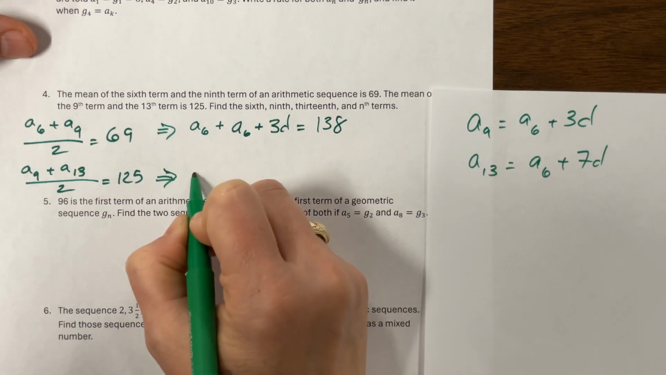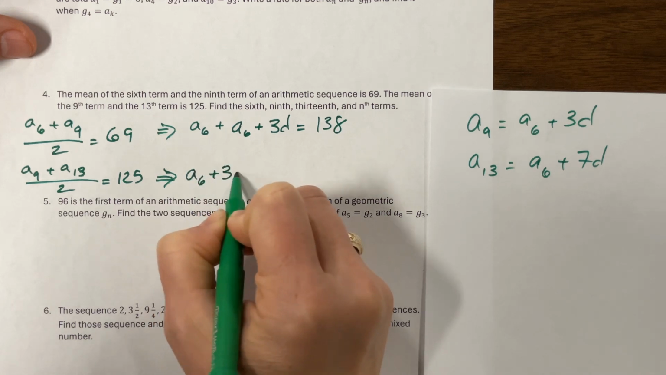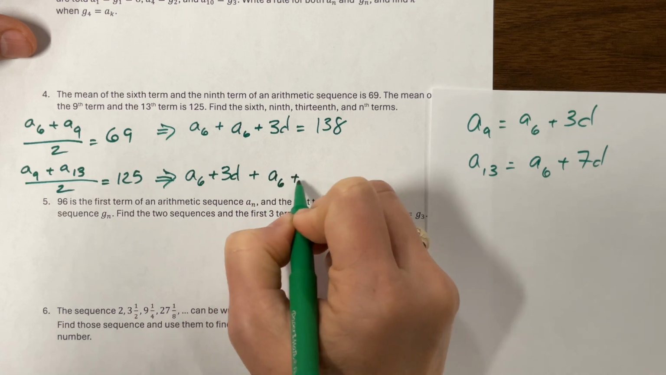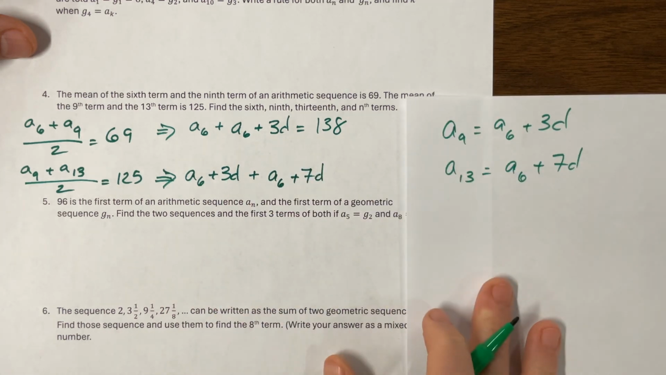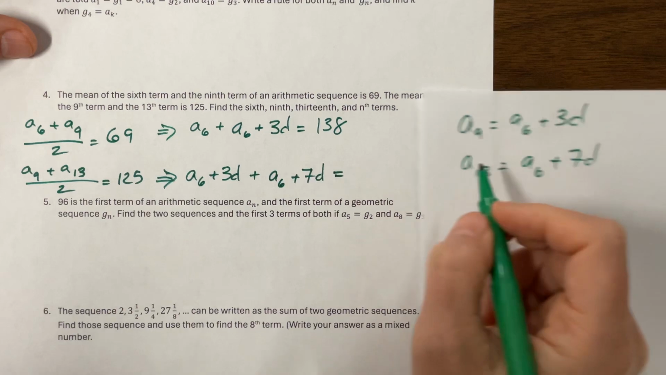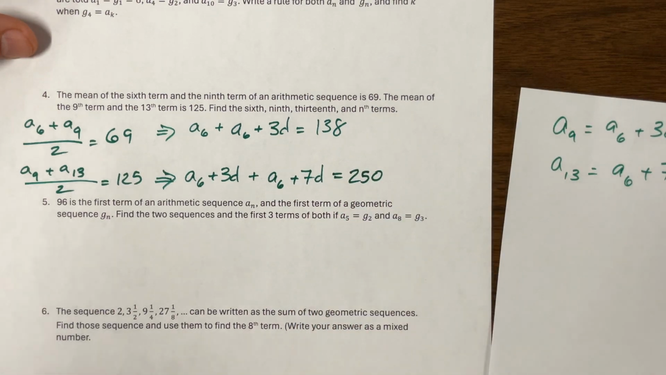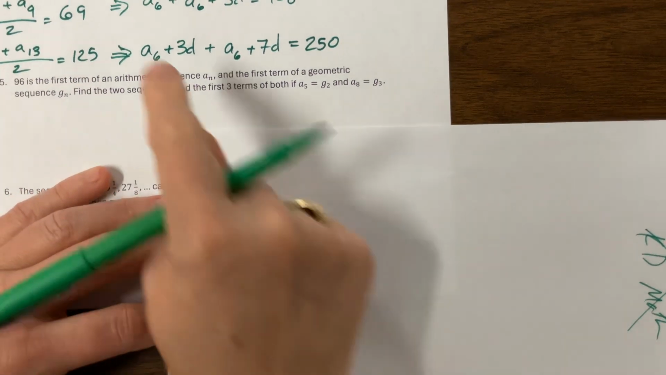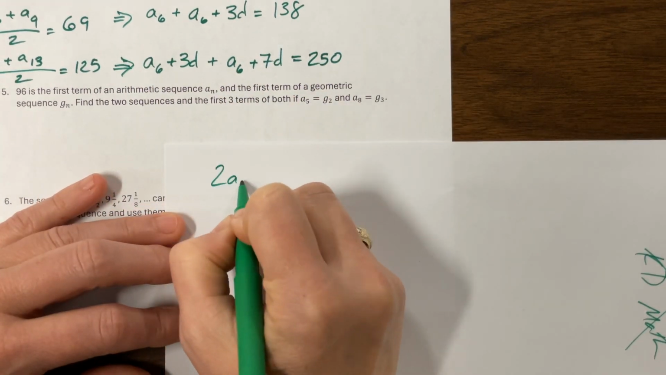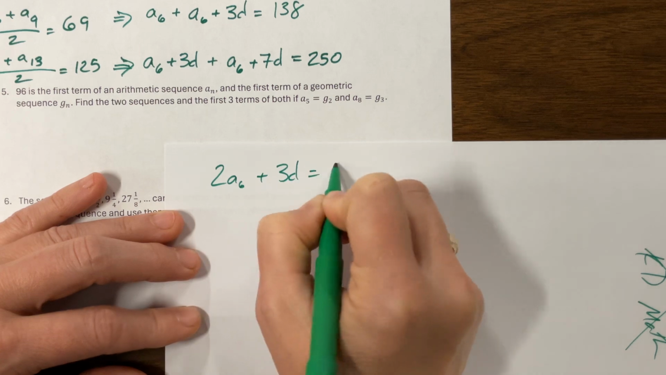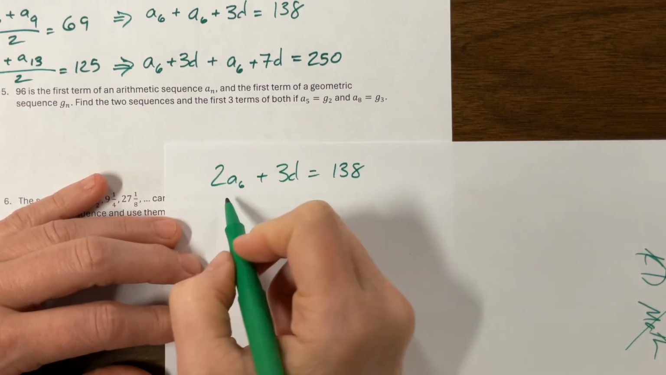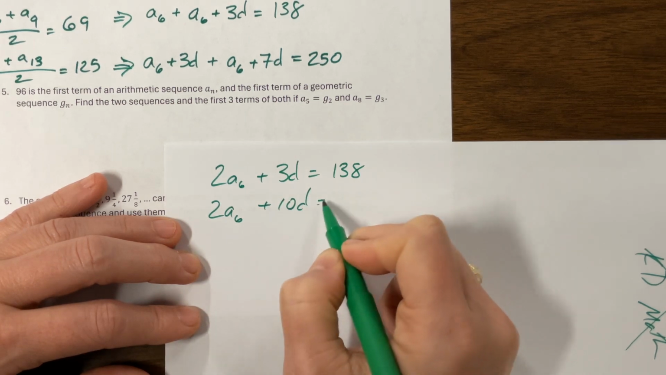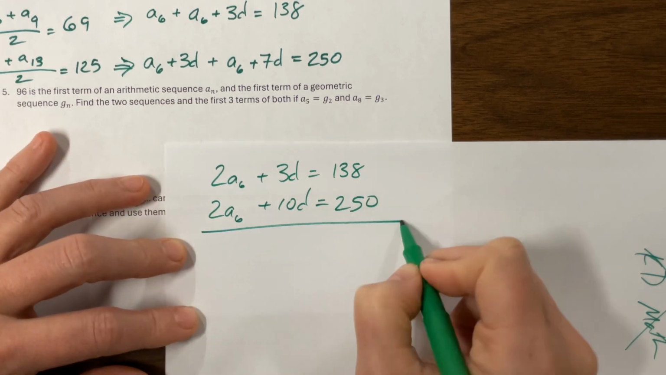And then this other one, a sub 9, we said is a sub 6 plus 3d. And a sub 13 is a sub 6 plus 7d. That all equals double 125, because I don't want to deal with fractions, so that equals 250. In the first equation, I have 2 a sub 6 plus 3d equals 138. I have 2 a sub 6 plus 10d equal to 250. And now I can solve my system.